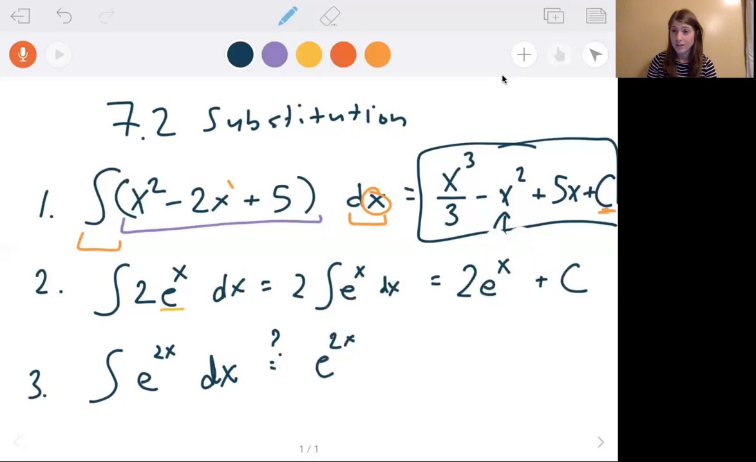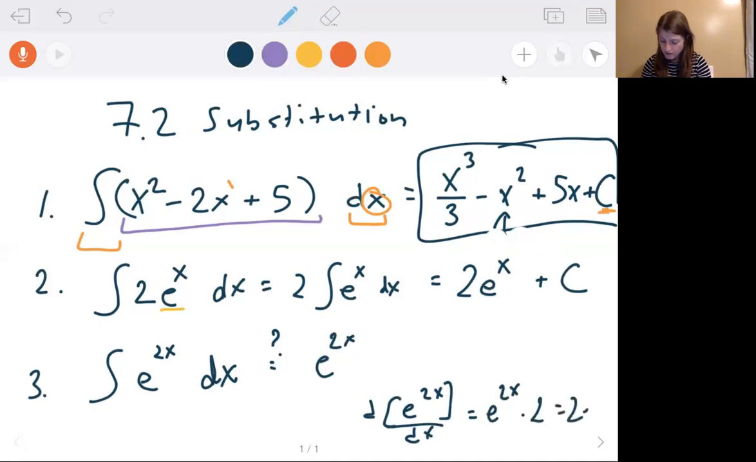And if we were to try e to the 2x, we know that if you differentiate e to the 2x, you get e to the 2x times 2, or 2e to the 2x. So that's not quite it, because we're going to have an extra multiple of 2. But to combat that, what we did last time is we said we could divide by 1/2, manipulate those constants.